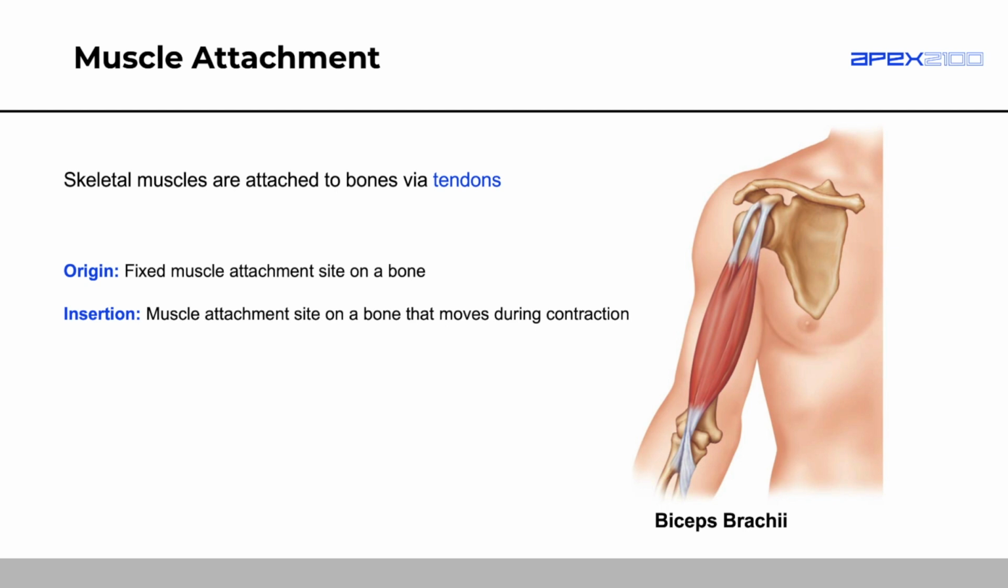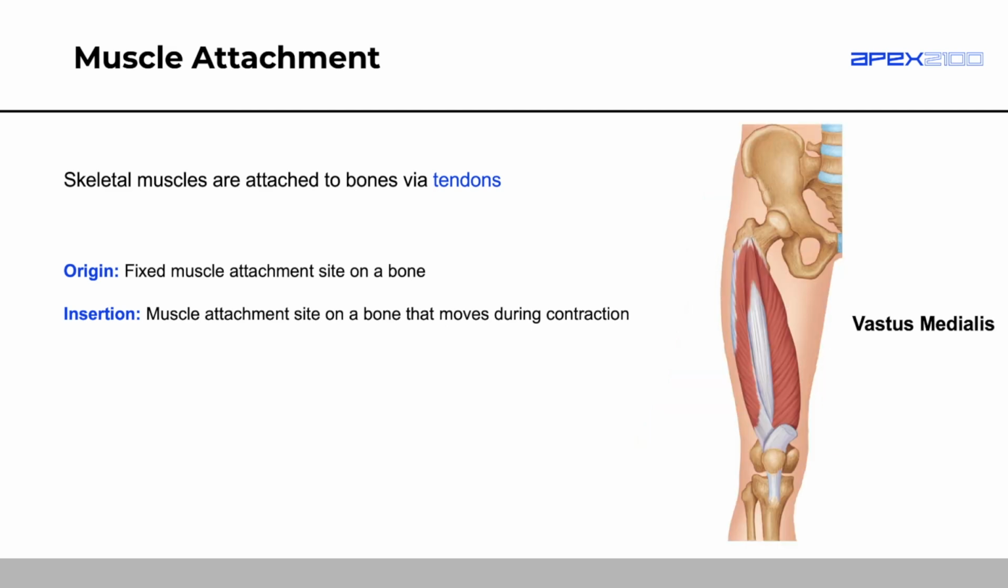So there's 2 important sites that we need to know for the muscle attachment. The first one is the origin. So the origin is the fixed muscle attachment site on a bone, and the insertion is the muscle attachment site on a bone that moves during contraction. So to simplify that, with our bicep brachii, the origin is up at the shoulder and the insertion is down at the radius. Now when you contract your bicep, you're bringing your forearm up towards your shoulder, right? So the origin is fixed, the shoulder's fixed, and it's the insertion that's moving towards the origin. So the insertion is always the movable part, and the origin is more so the fixed part.